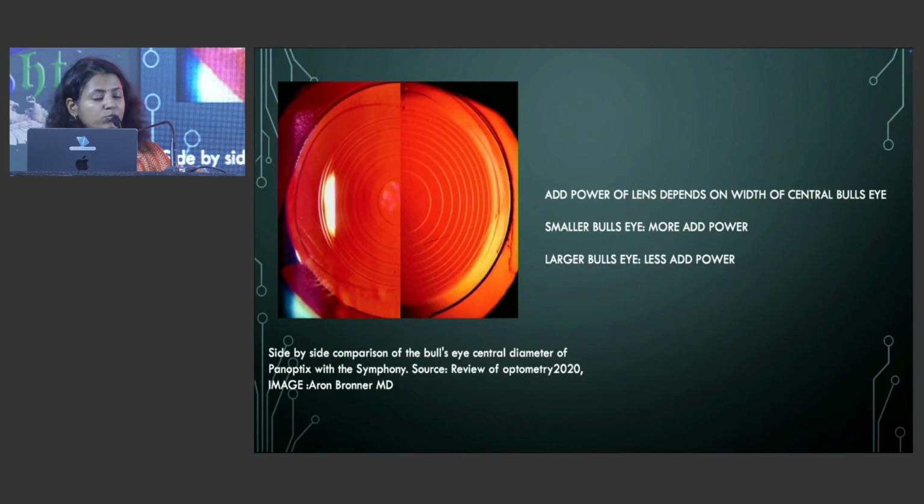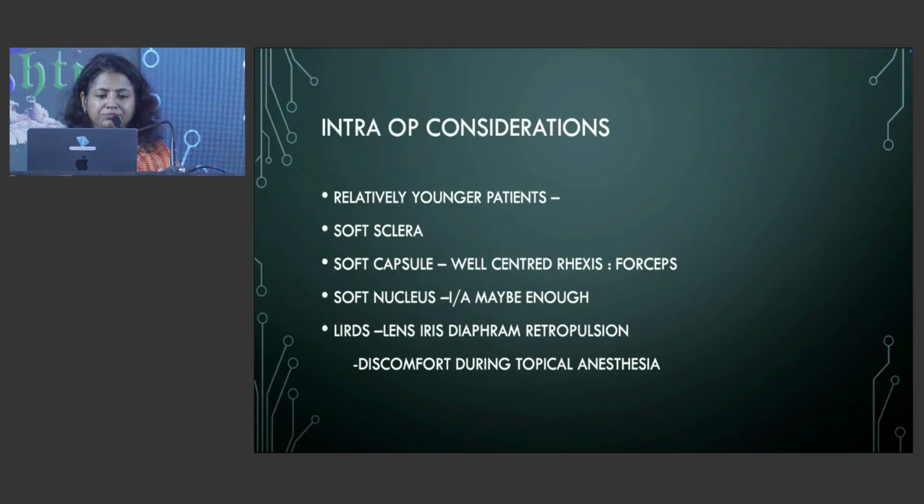This is just a comparison between the two IOLs. If there's a larger bull's eye in the center, then the problem of glare will be less, but that has a lesser add power.